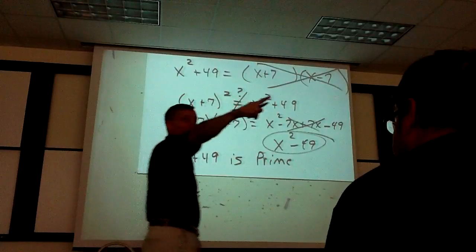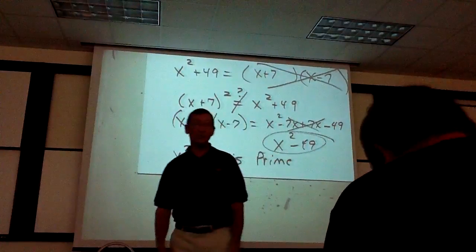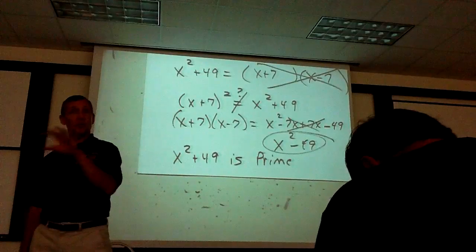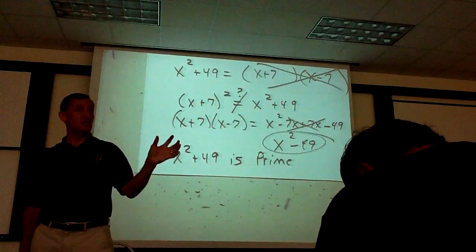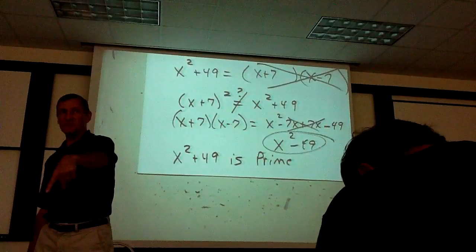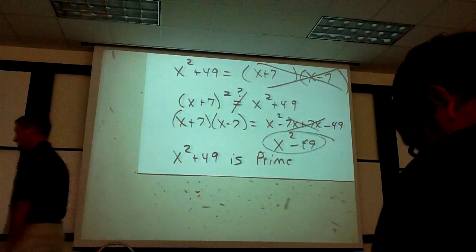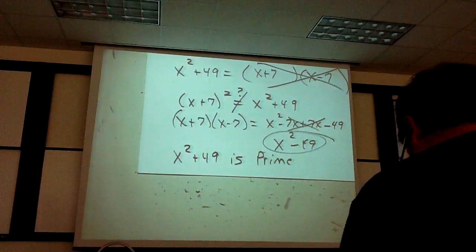Now, what your question is going to be in, I think, chapter 3. When we actually answer the question, x squared plus 49 equals 0 does have a solution, but not in the real world. Not in the world of real numbers. So we'll get to that a little bit later.